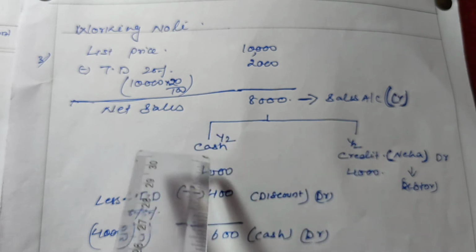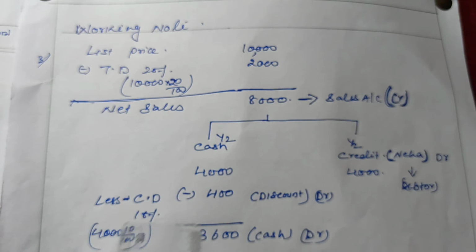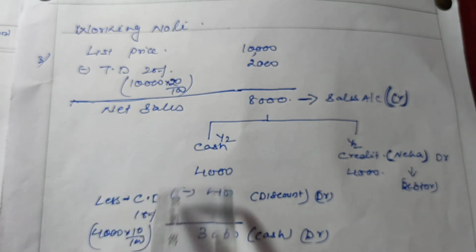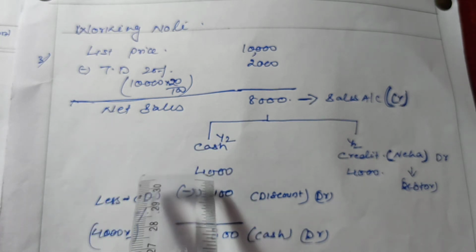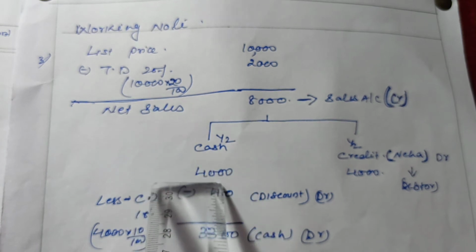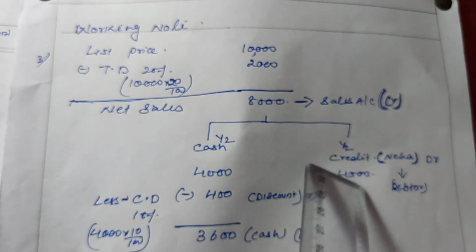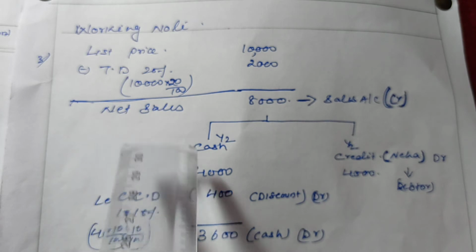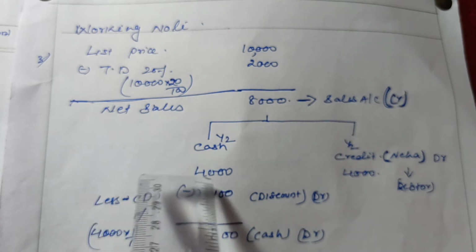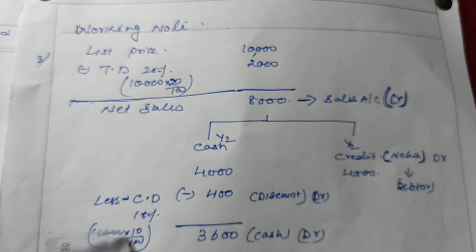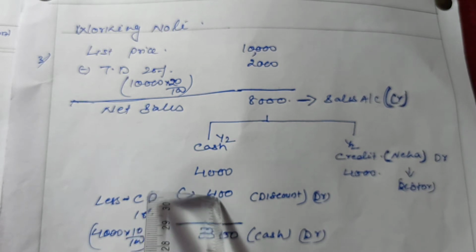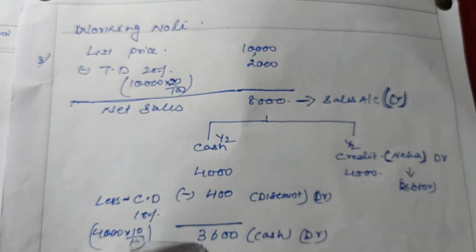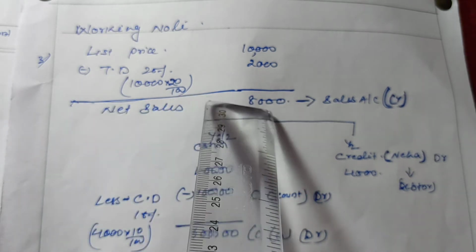Okay, then now cash discount is given, so cash discount will be given only for cash sales. That means only for this 4,000 cash discount will be given. 4,000 is a credit sale. Okay, so we'll calculate the cash discount for 4,000, 10%, 4,000 into 10 upon 100, that is 400. So what is the cash we have received? 3,600.